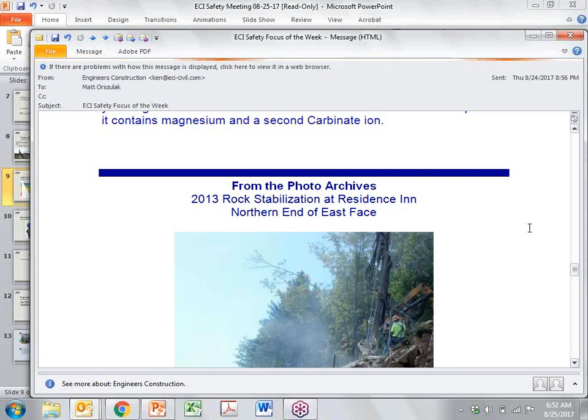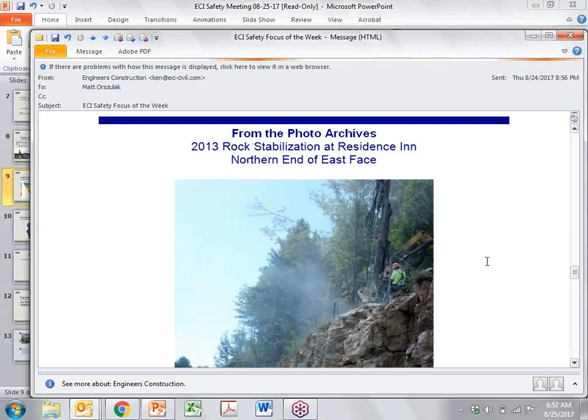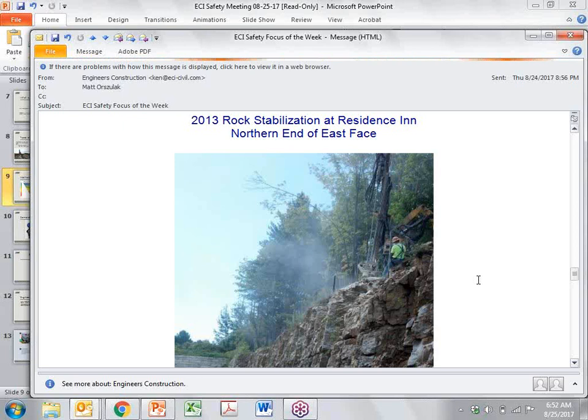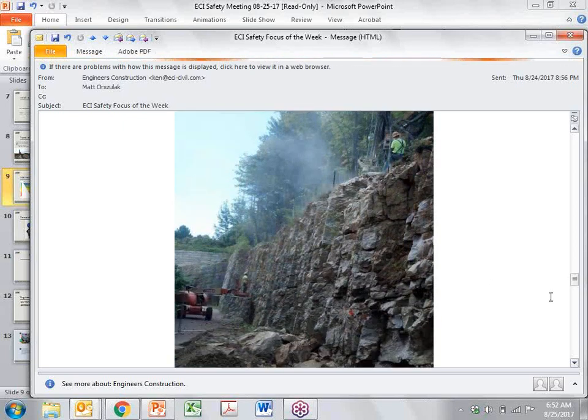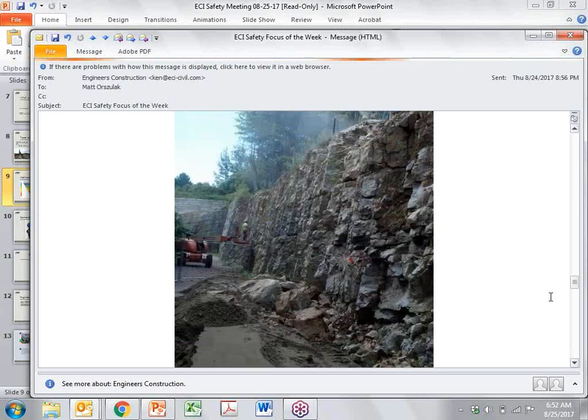It's pretty interesting. So this is from the archive photos of the 2013 rock stabilization we did at Residence Inn on the northeast end. So where we were putting that drape was pretty much where they're working and beyond. And this portion was repaired and scaled back in 2013. We were doing something similar. We're drilling anchors up there. We were hand scaling, only we did a lot more mass rock removal in that earlier project. So that's what I got. Okay, have a good day out there.